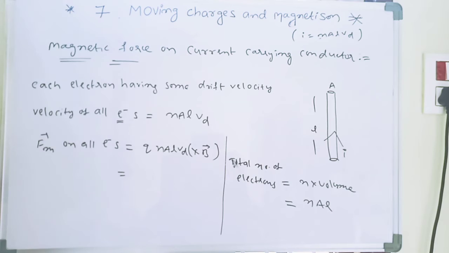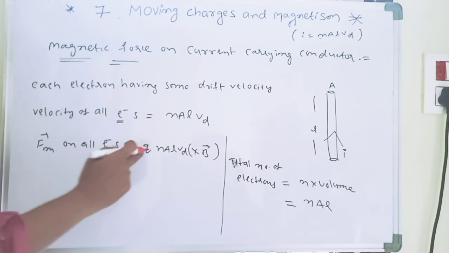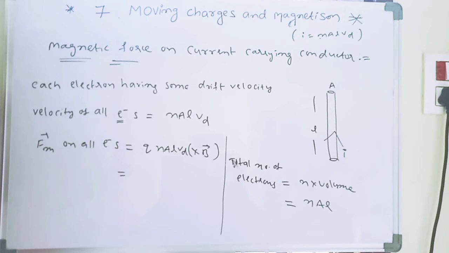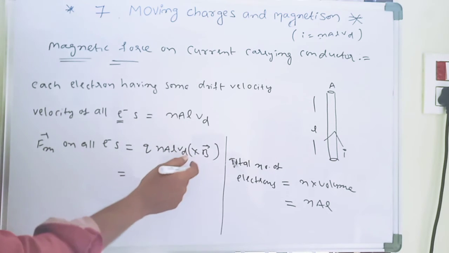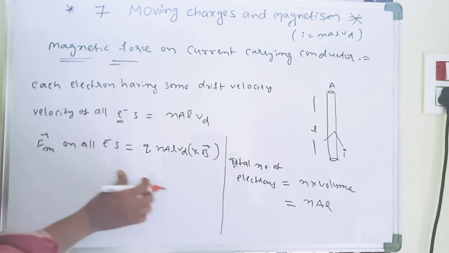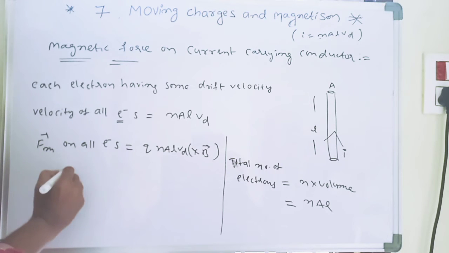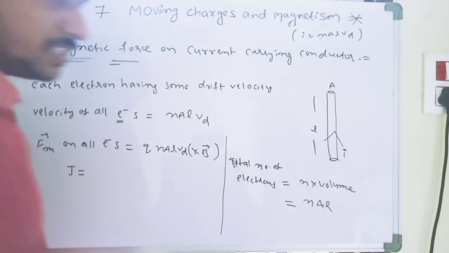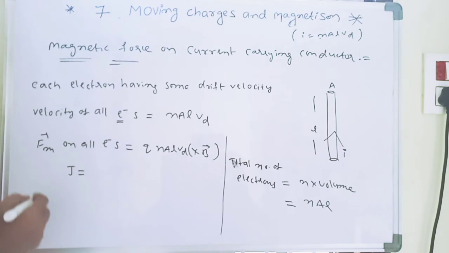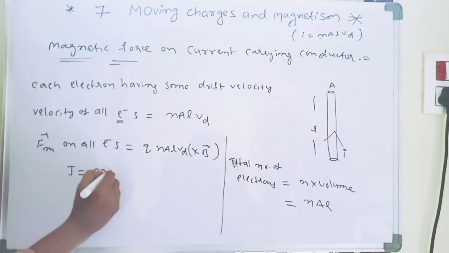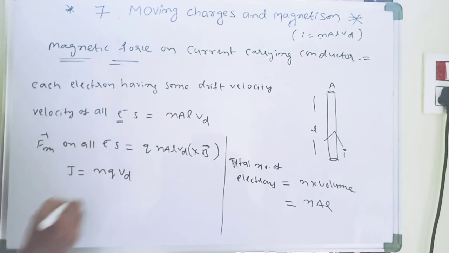So here we have Q nALVd into V cross B. Now I am writing here current density. What is the formula of current density? Current density J is equal to nQVd. Already discussed, J is equal to nQVd, and the actual formula is J is equal to I by A. So remember these two formulas.